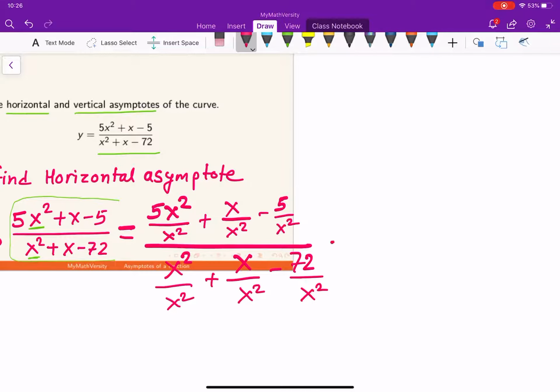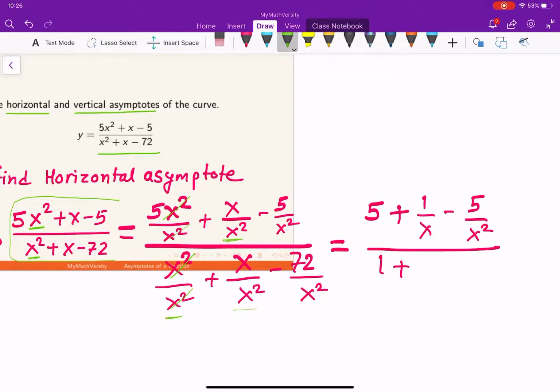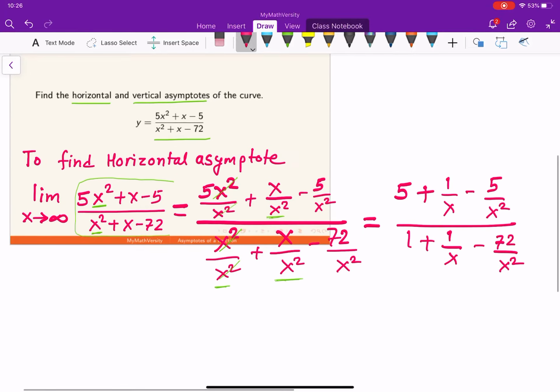Now if I simplify a little bit, you can see x squared is a common factor, and we can cancel that out. The first term will be 5 at the top, plus x over x squared, which simplifies to 1 over x, minus 5 over x squared at the top, and then divided by 1 plus, since x squared divided by x squared is 1, x over x squared, which simplifies to 1 over x, minus 72 over x squared. That's how I rewrite the given function in a different form.